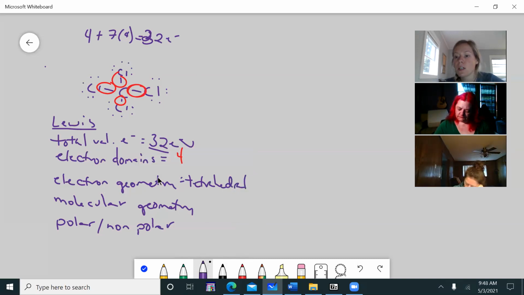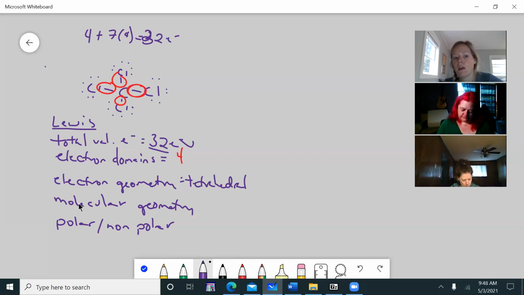So what are your options? We've got linear, we've got trigonal planar, and we've got tetrahedral for our electron geometries. Can they get more complicated than that? They definitely can, but for this class, the biggest one you're going to go up to is tetrahedral.